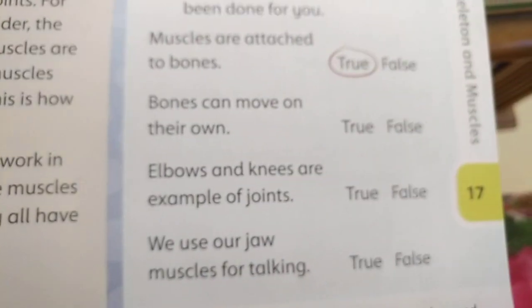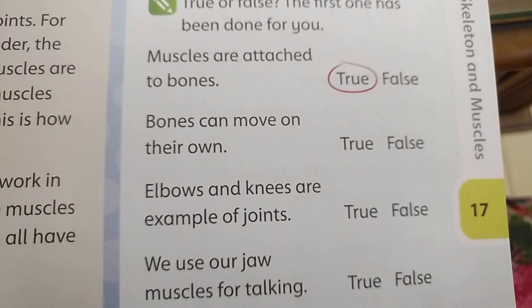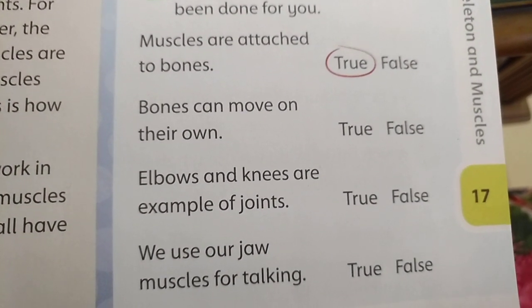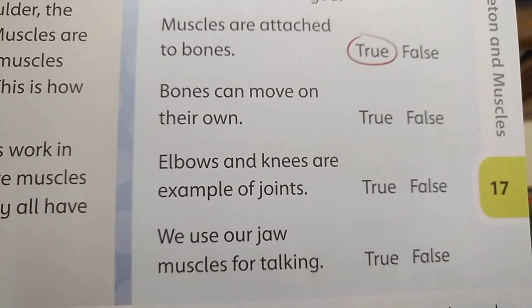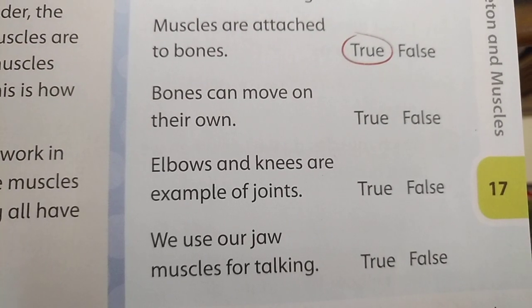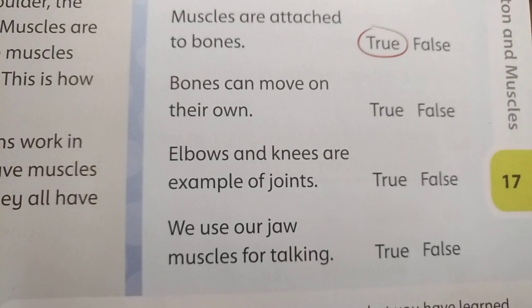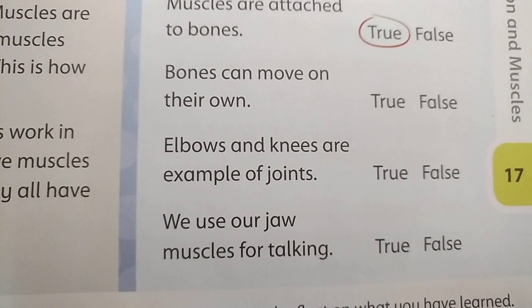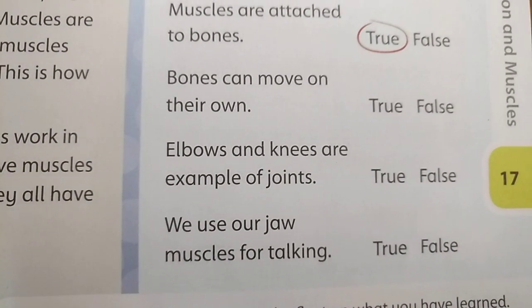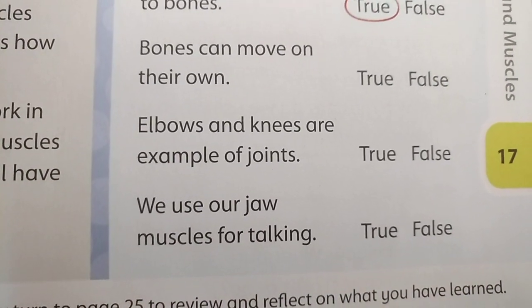This is a small activity. We can quickly do it here. True or false. Muscles are attached to bones. True. Bones can move on their own. No, it's totally wrong. False. Elbows and knees are examples of joints. Yes, it's true. We use our jaw muscles for walking. Oh no, we use our jaw muscles for talking. Yes, it's true.